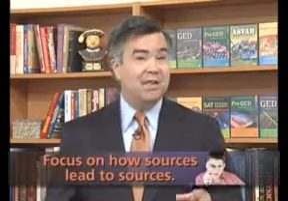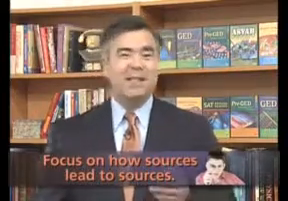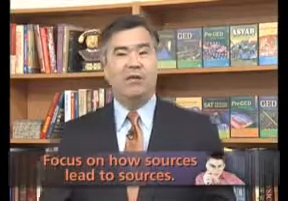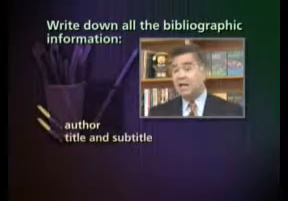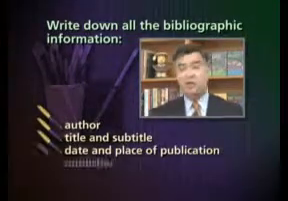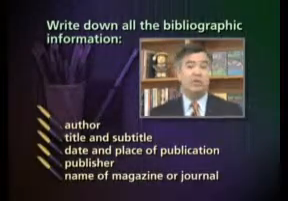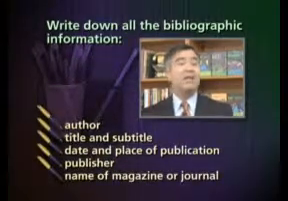Particularly in the early phases of any research project, you'll want to focus on how sources lead to sources. Start by studying the books or articles in your preliminary bibliography. The first book on the list will probably contain references to other books, as well as footnotes and a bibliography. Look closely at these, especially when they appear to relate to the specific topic you're writing about. When you spot the name of a book or article that looks helpful, write down all the bibliographic information. That means author, title and subtitle, the date and place of publication, the publisher, and the name of the magazine or journal, if relevant. These listings become part of your expanded bibliography. They're sources that you'll want to turn to next.